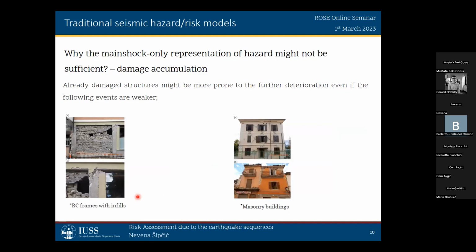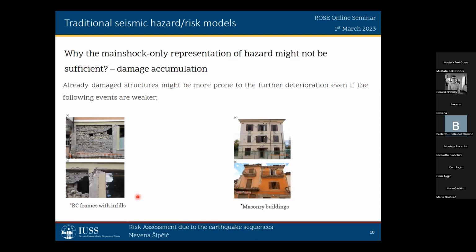The last reason has to do with the fact that, as I said, the initial reason why we used only main shock is because we say if the structure can survive the large magnitude event, then for sure it can survive the event with the lower magnitude. Well, what we did not account for is the fact that when we have a main shock event, our structure gets damaged. So when we have aftershock events, our structure can be more vulnerable to the subsequent events. So basically, our structures are weaker.